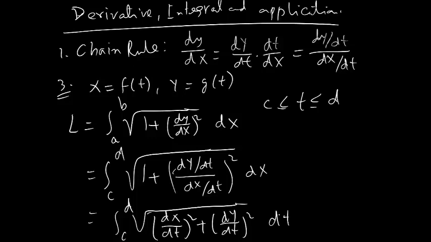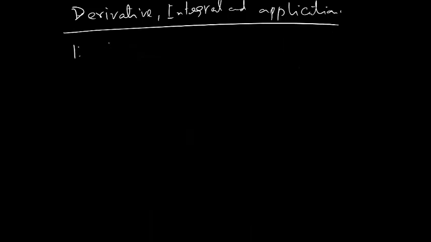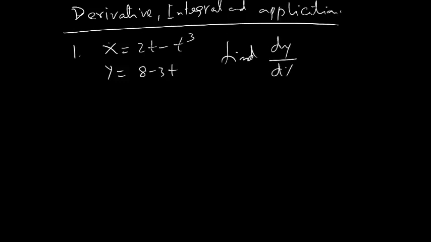Now we can go to the examples. Okay, so I'm going to the example. You're given, say, x equals 2t minus t to the 3 and y equals 8 minus 3t. We need to find dy/dx, the first derivative, and d2y/dx2, the second derivative.